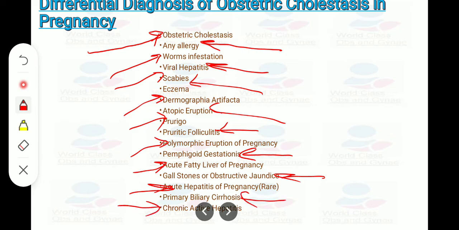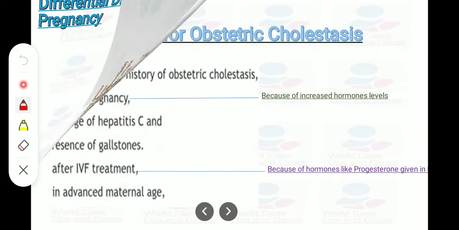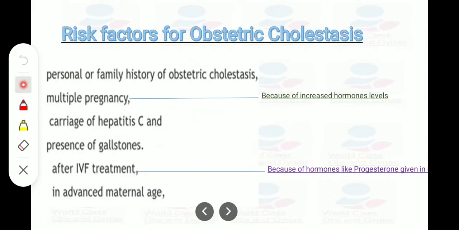hepatitis. Then the risk factors for obstetric cholestasis also include personal or family history of obstetric cholestasis, multiple pregnancy because of increased hormone level, carriage of hepatitis C and presence of gallstones, and then after IVF treatment because of hormones like progesterone given in IVF, and advanced maternal age.